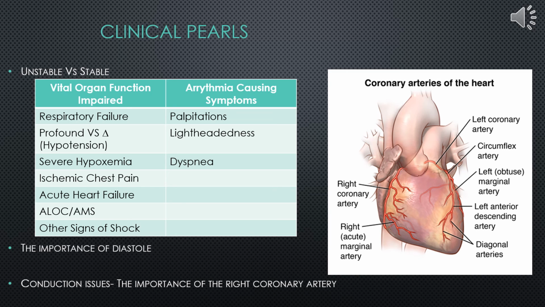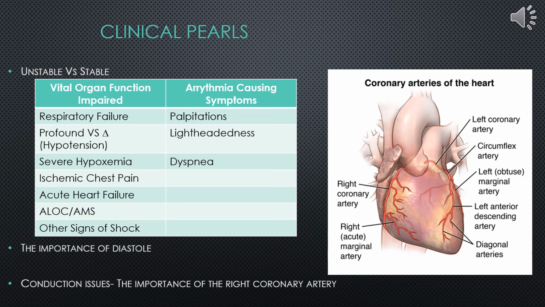Usually there's respiratory failure, profound vital sign changes, including hypotension, which we see a lot of times with shock, ischemic chest pain, acute heart failure, altered level of consciousness or altered mental status. These are some findings that are common for unstable cardiac changes.